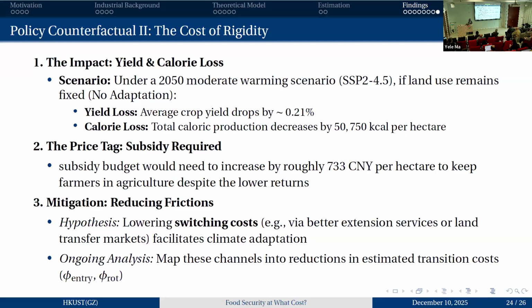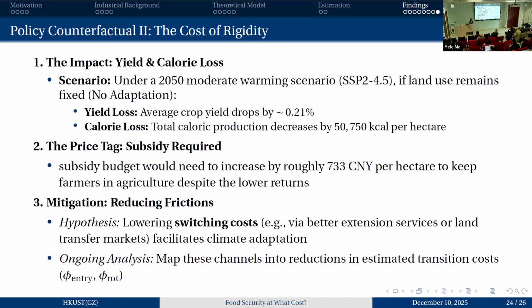kilocalories per hectare. And then we measure if the government want to offset this yield loss and make the farmers still want to do some cropping rather than transfer to other lands.